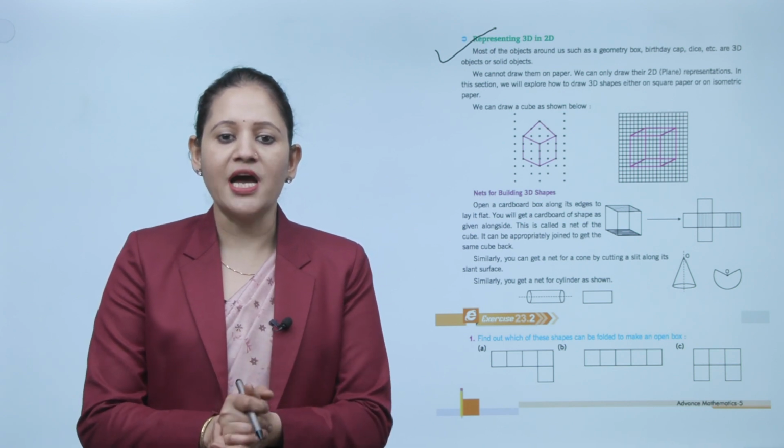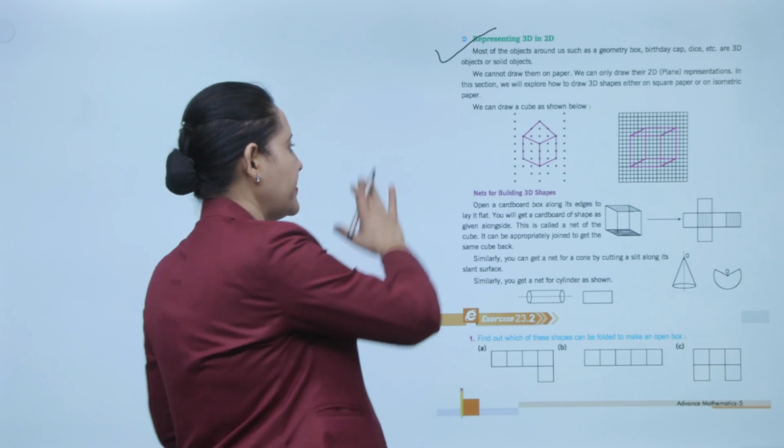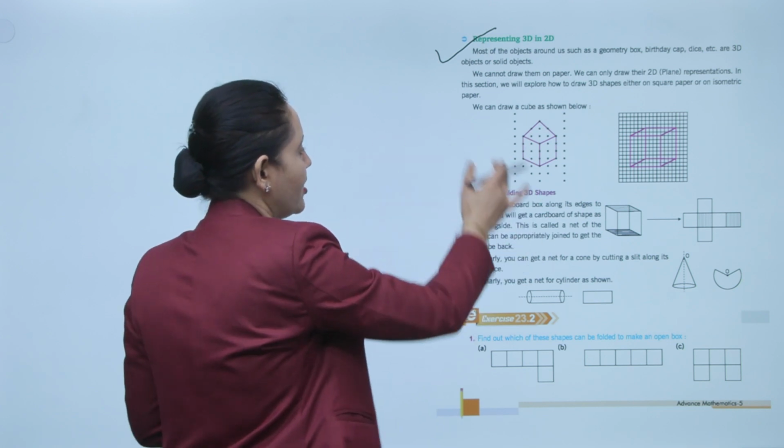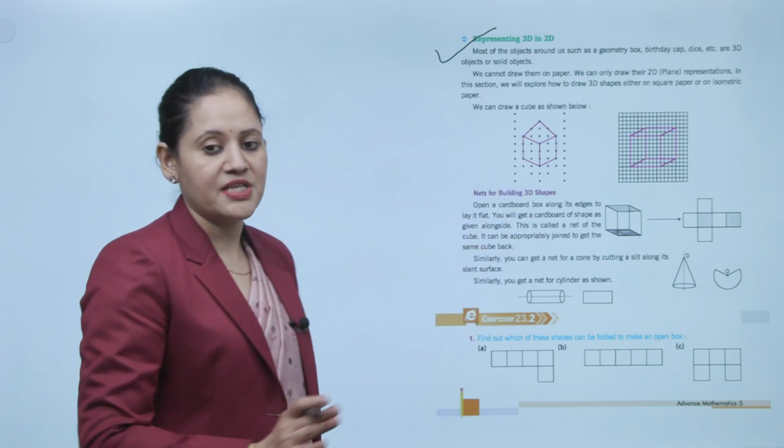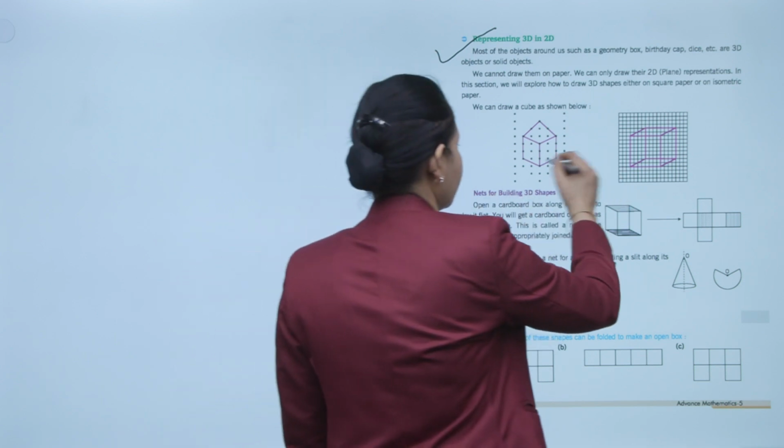We can draw a cube as shown below. So in isometric paper, there are dots. With the help of dots, we can draw a 3D figure in 2D like this.